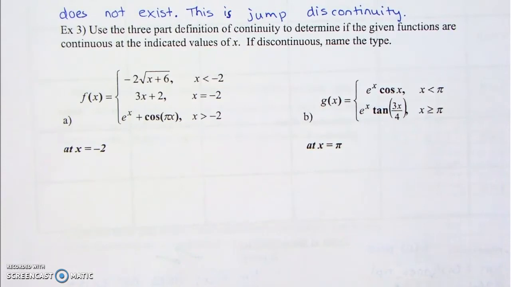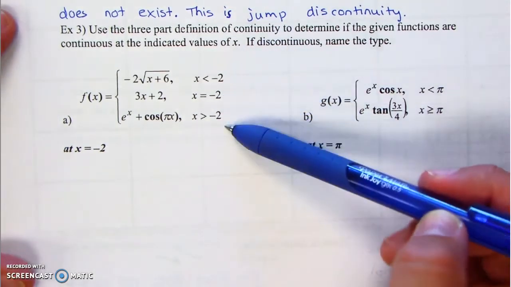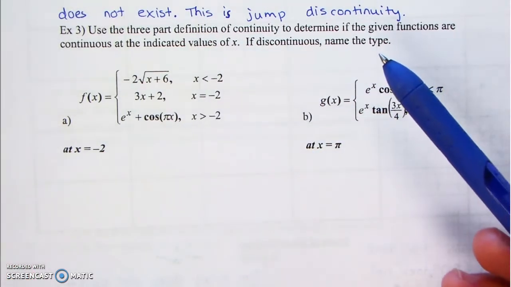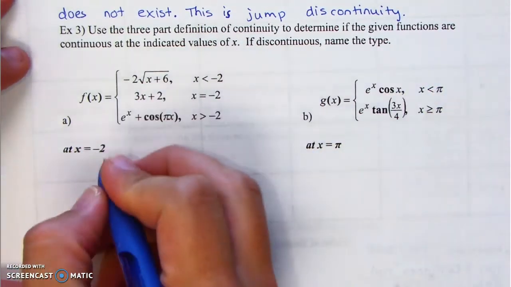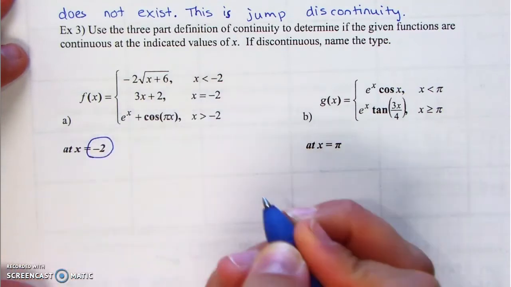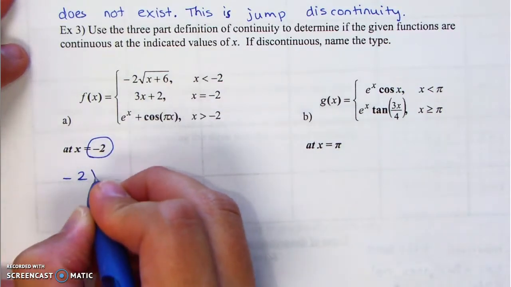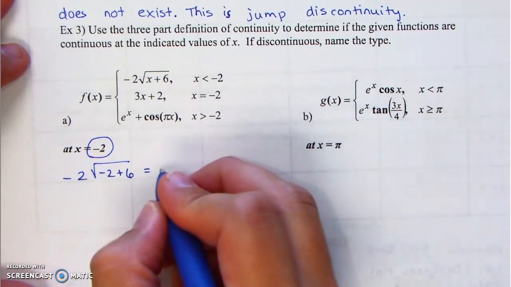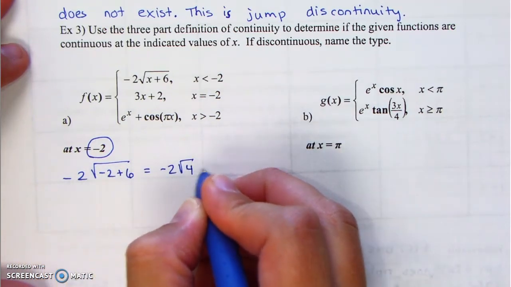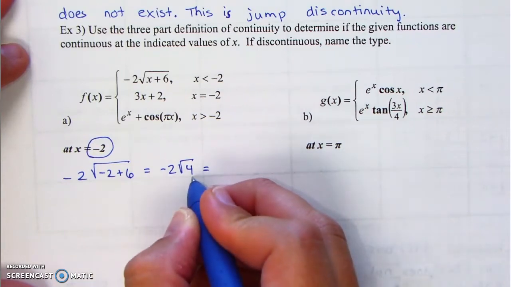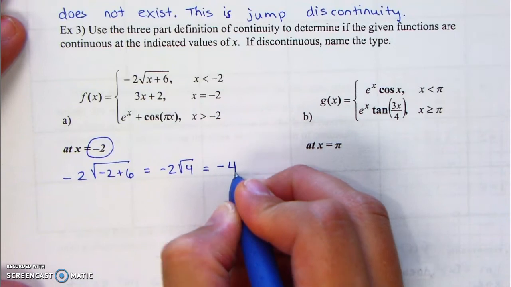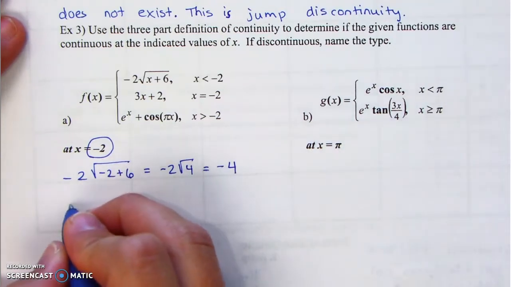What we need to figure out is, we have a piecewise function, right? Do all three pieces give the same value? Okay, so we're just going to plug in -2 into all three pieces. So here's the top piece. Square root of 4 is 2, so -2 times 2 is -4. Middle piece.